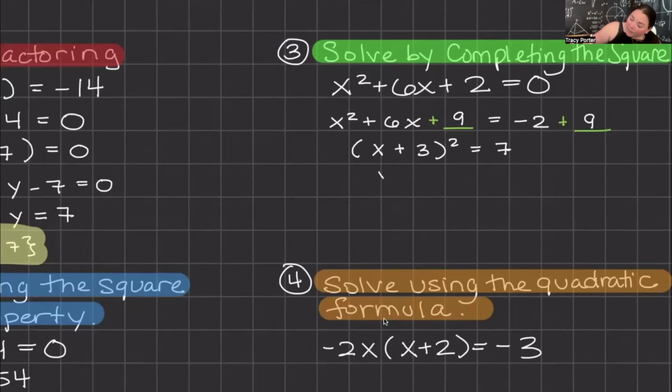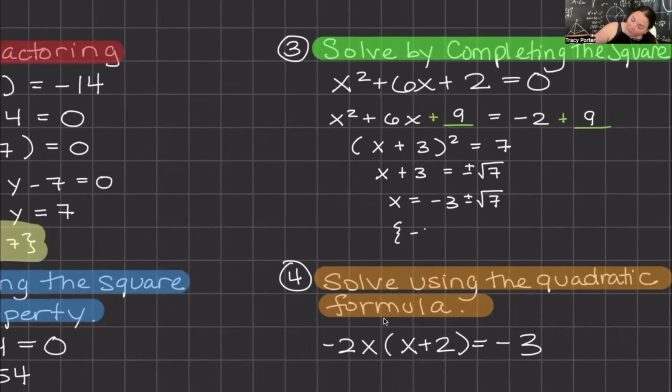So we're going to say this is x plus 3 equals plus or minus the square root of 7. And then you can subtract your 3, and we write it like that. Or we can put it in a solution set like that. Okay, so that's completing the square to solve a quadratic.